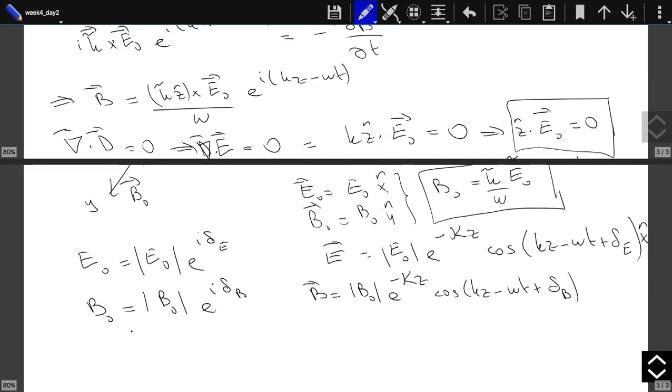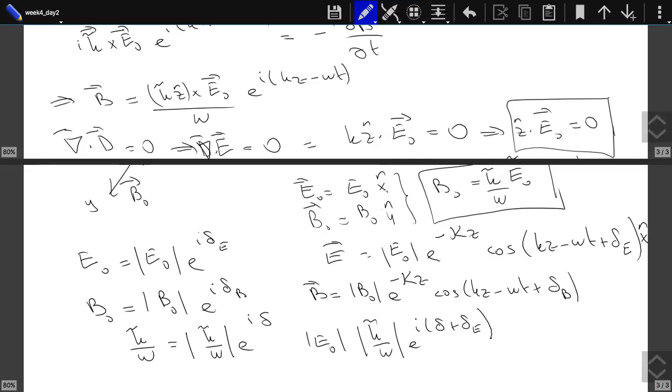And let's say k tilde over omega, we said that it's a complex number. So we can write this complex number as its magnitude times e to the power i delta. This is a general complex number. I can always write any complex number as its magnitude times some phase. So we know that the E0 magnitude multiplied by the k tilde over omega magnitude times e to the power i(delta plus delta E), this is the right-hand side, should be equal to the left-hand side, which is B0 e to the power i delta B.